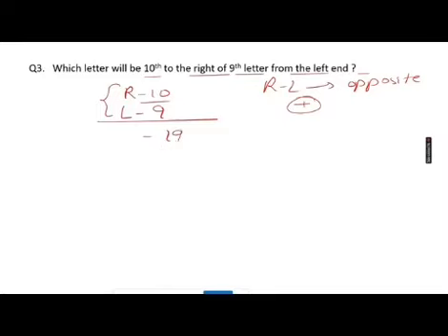And which direction do we have to choose? As we have discussed earlier, we have to choose the last direction given to us. So here the last direction given to us is left. So our answer will be the letter that is 19th from the left. And we know that the letter that is 19th from the left is S. So this is our answer.